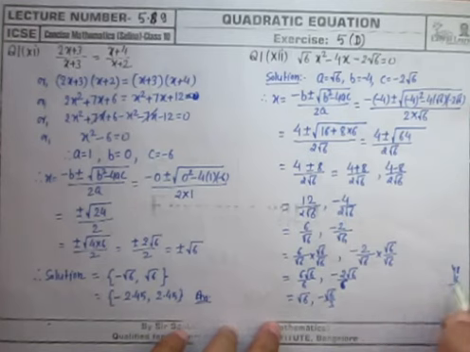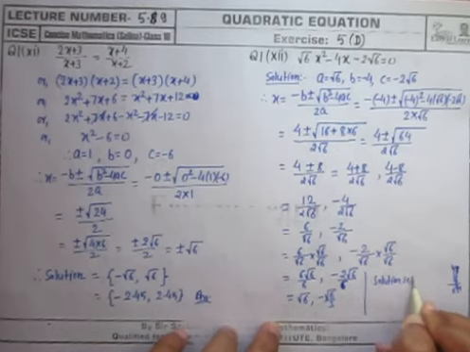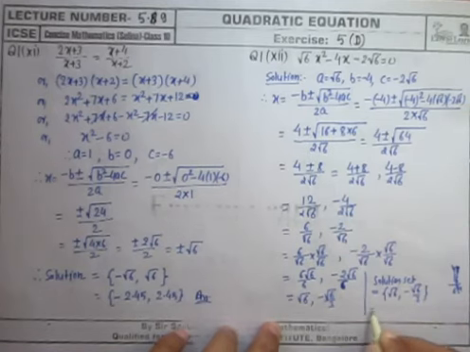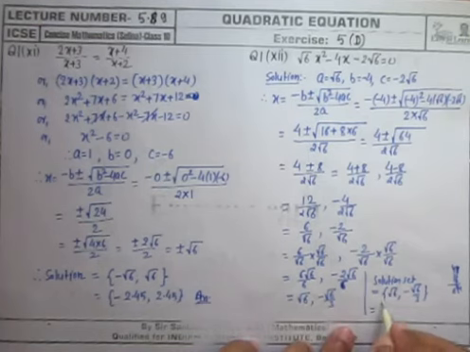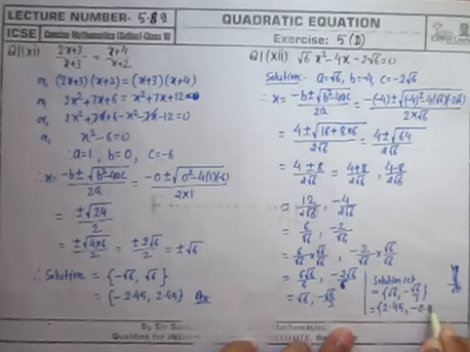So the solution set is {√6, -√6/3}, or you can substitute the value of √6. The value of √6 is approximately 2.45, and the other will be approximately -0.8. Answer.